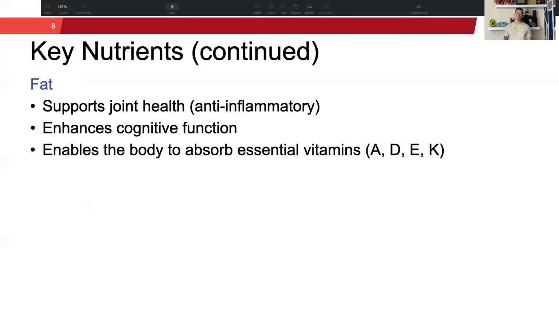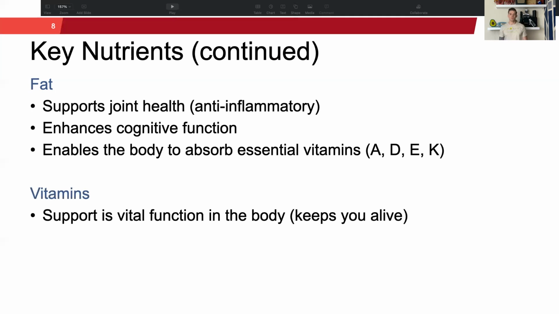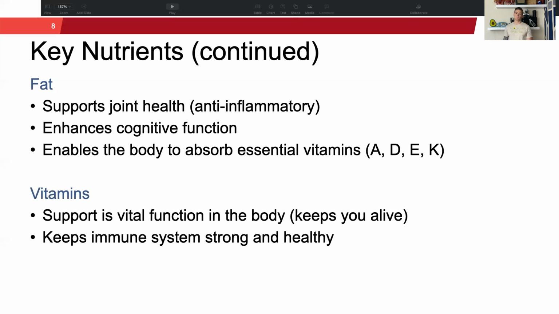And it enables your body to absorb essential vitamins A, D, E, and K, which are all fat-soluble vitamins. So if you're not eating fat and you don't have enough dietary fat, you're not going to absorb these vitamins that you need. Talking of vitamins then, vitamins support vital function in the body and keep you alive. They keep the immune system strong and healthy, and they protect your body from disease.